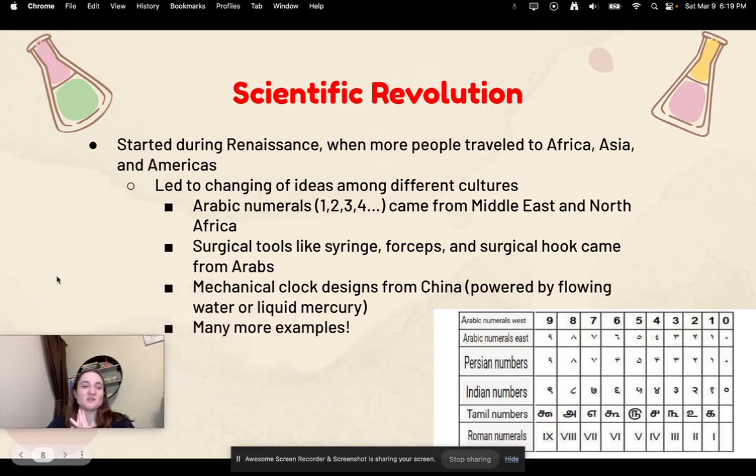So the scientific revolution really started during the Renaissance era, and that's where there was more flow of people around the world. More people were traveling to Africa, Asia, and the Americas from Europe, and that led to the exchange of ideas among different cultures. For example, Arabic numerals, the symbols that we use for numbers today, like 1, 2, 3, 4, 5, and so on, came from the Middle East and North Africa. Surgical tools like the syringe, forceps, and surgical hooks came from the Arab countries, and mechanical clock design was first introduced in China, and it was usually powered by flowing water or liquid mercury.